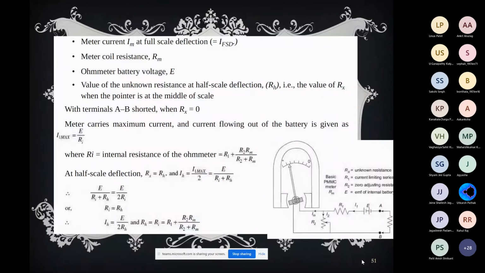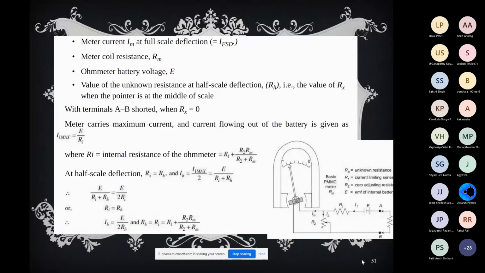Now for the half scale deflection, what will happen? Rx is what is connected across AB. Let's say for half scale deflection, Rx will be equal to Rh. That means if we keep the resistance Rh, the deflection of the meter will be half scale. In such a case, Rx will be equal to Rh and Ih will be equal to I1 max by 2. So Ih will be equal to E by Ri plus Rh, where Ri is the combination of R1 and R2.